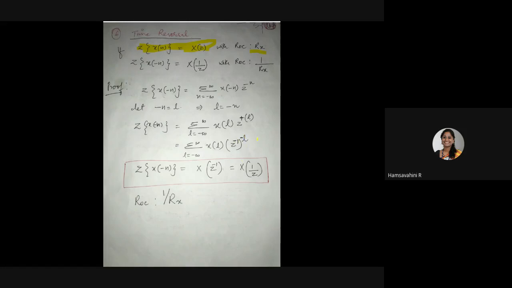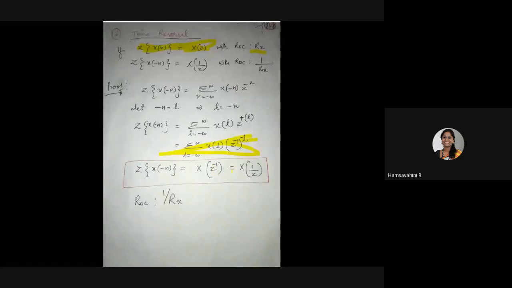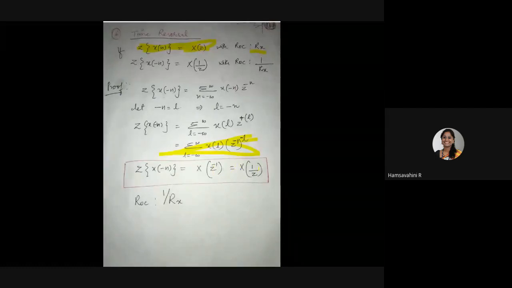If you see this expression, this is the same as the Z transform expression, X of Z is x of n into z power minus n. In place of Z, we have Z inverse, and in place of n, I am having L. So I can write this as X of Z inverse, which can be written as X of 1 by Z. In this case, ROC also will be the inverse, that is 1 by Rx. So this completes the properties of Z transform.